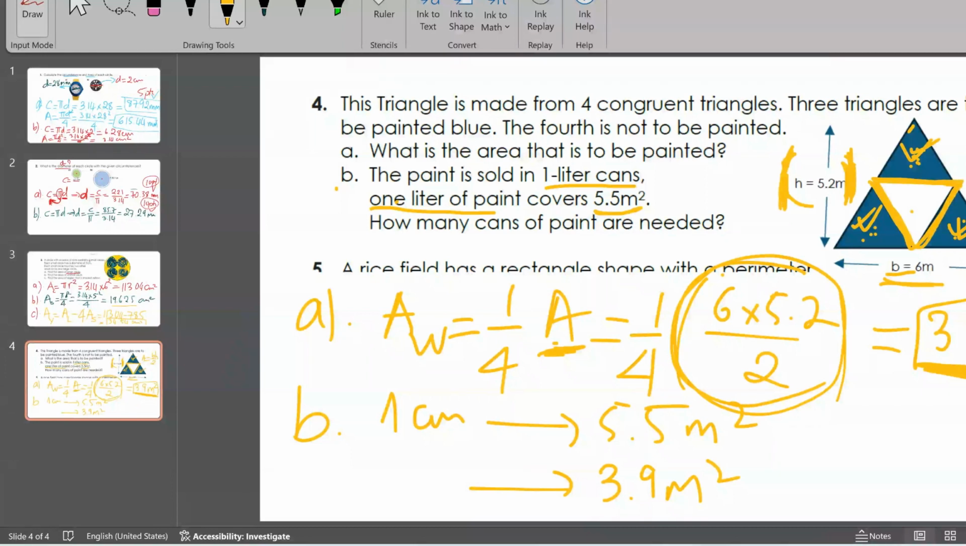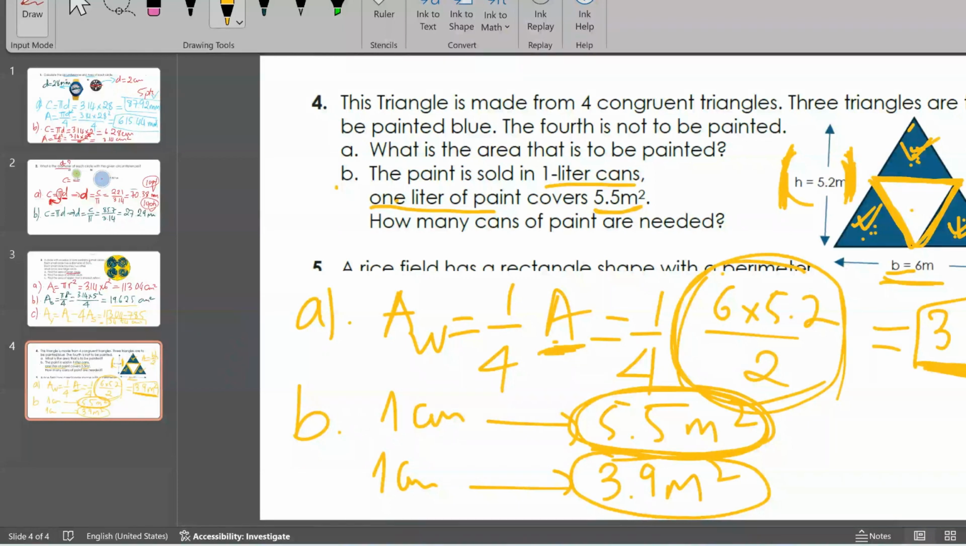Oh, just the one. Now we just need 3.9, so we only need one can, right? Because one can covers more than 3.9, up to about 5.5 square meters. So for 3.9 square meters, we only need one can to cover. There's still the remaining one square meter. I love how I get different answers about three times.